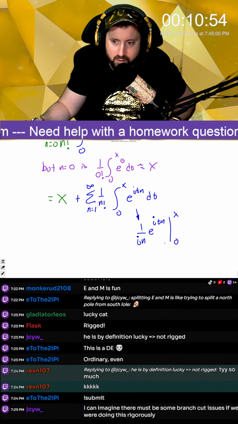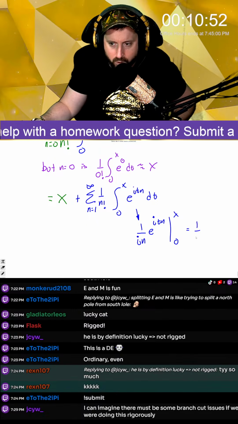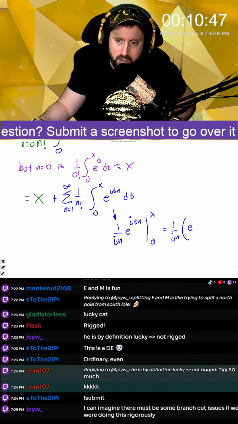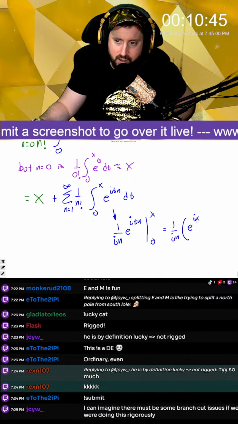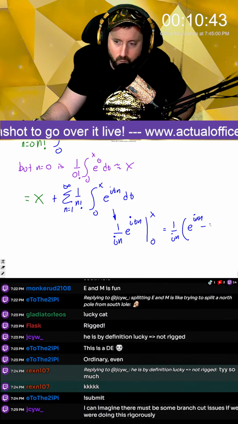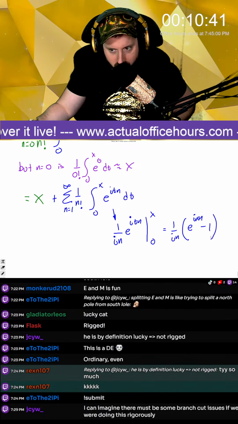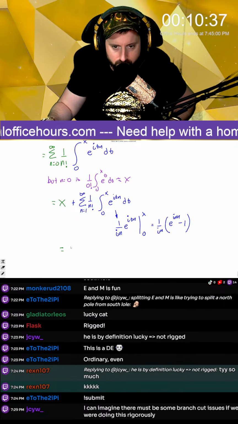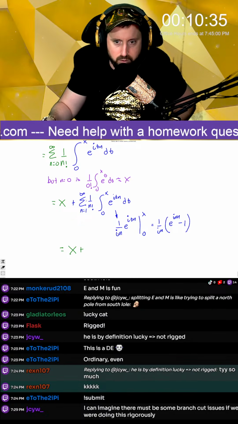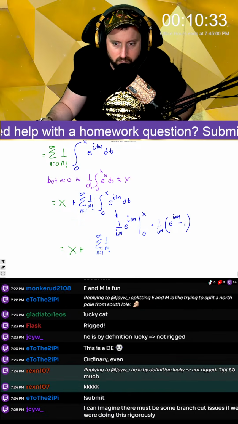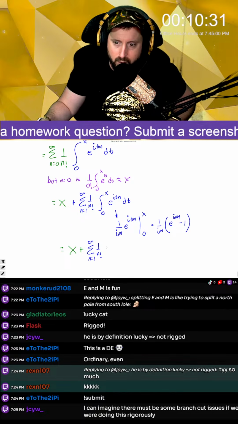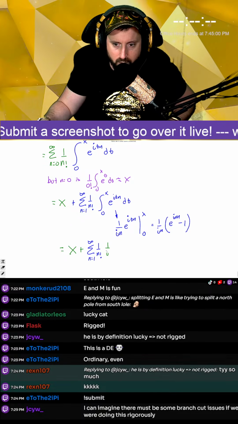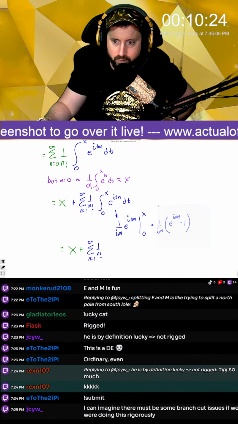Okay. So that's equal to 1 over in, and then that's going to be e to the ixn minus 1. Yep. Okay. So we put that back into our summation. Sum of x plus all this. This is wicked cool. And then this is going to be 1 over in all this stuff.